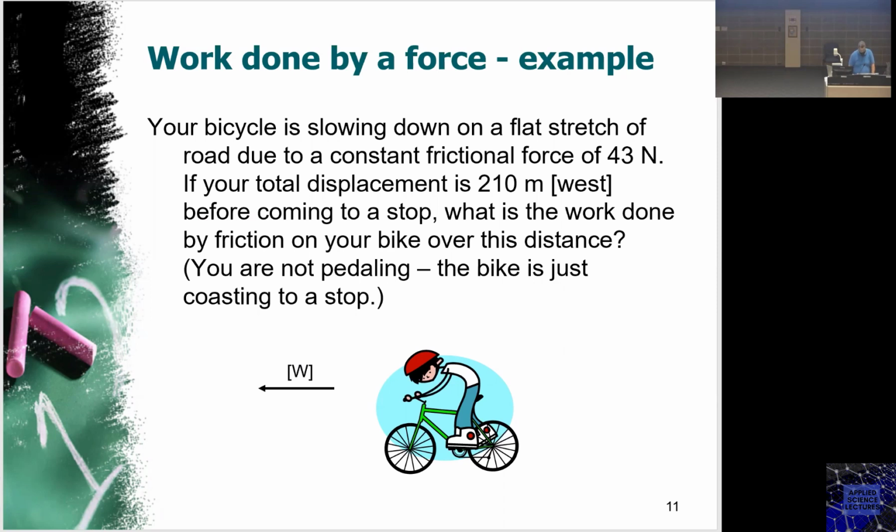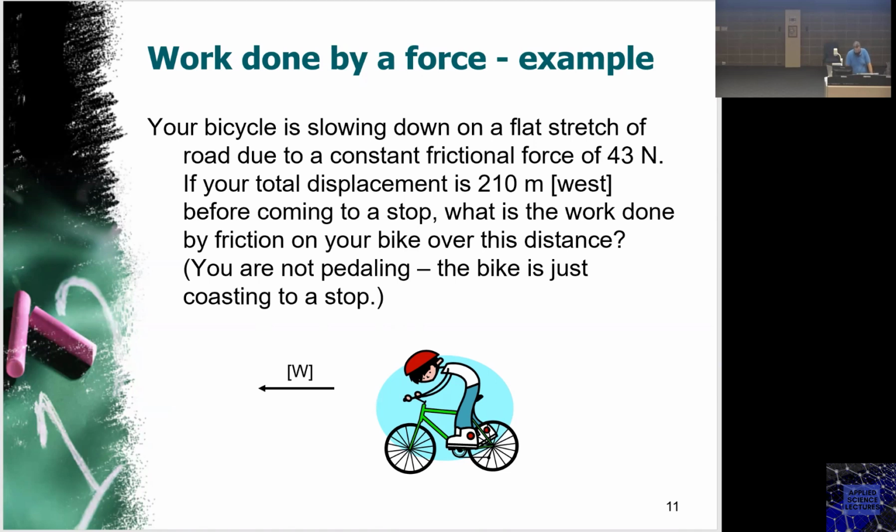Okay, so the question reads the following. Your bicycle is slowing down on a flat stretch of road due to a constant frictional force of 43 newtons. So there is a frictional force of 43 newtons. And we have learned that this frictional force is always in the opposite direction of the motion, right? Trying to slow it down.